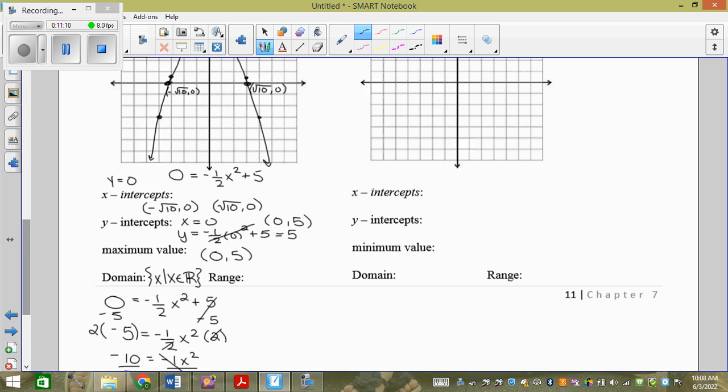What's my range for this one? Y such that y is less than or equal to 5. Yeah.